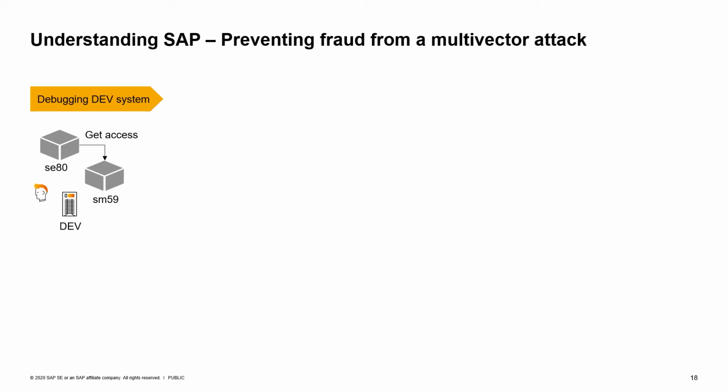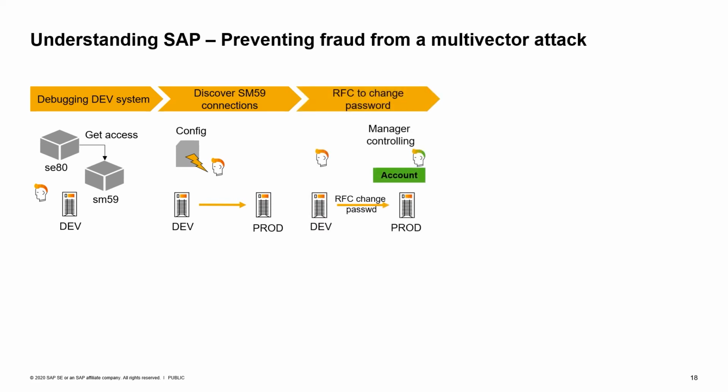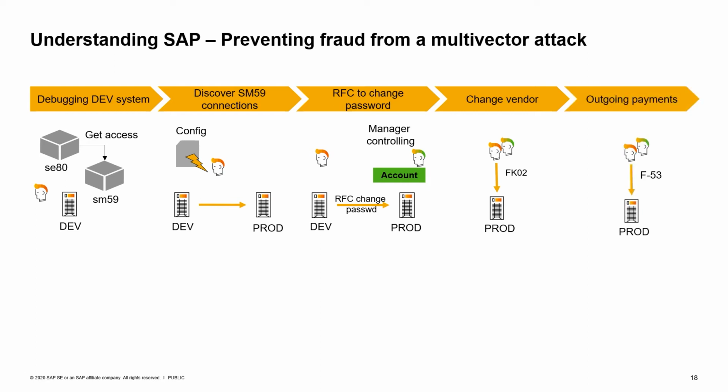developer, for instance, who understands SE80 and SM59 to discover RFC connections into the productive system, he can pivot into that productive system. He can use the RFC to get in that system and elevate his privileges, change his password, elevate his privileges to the manager, and then he can change the vendors by running the SAP transaction FK02 and then pay the vendor with F53, pay himself basically.